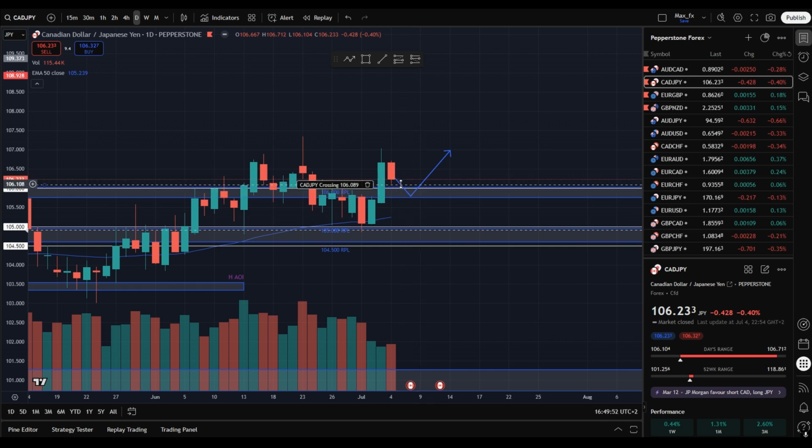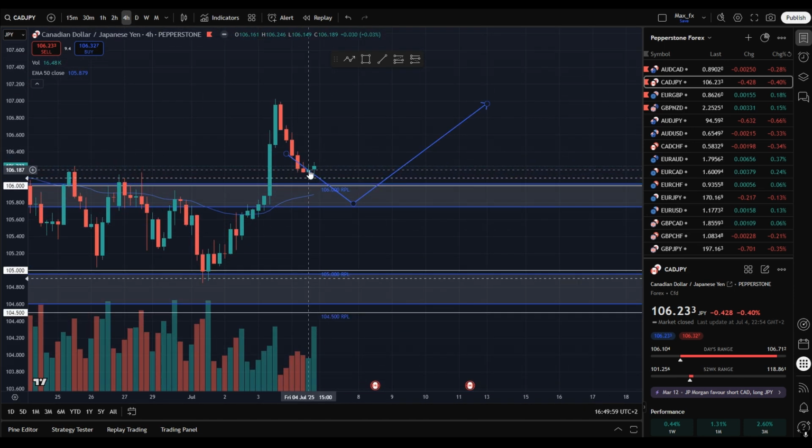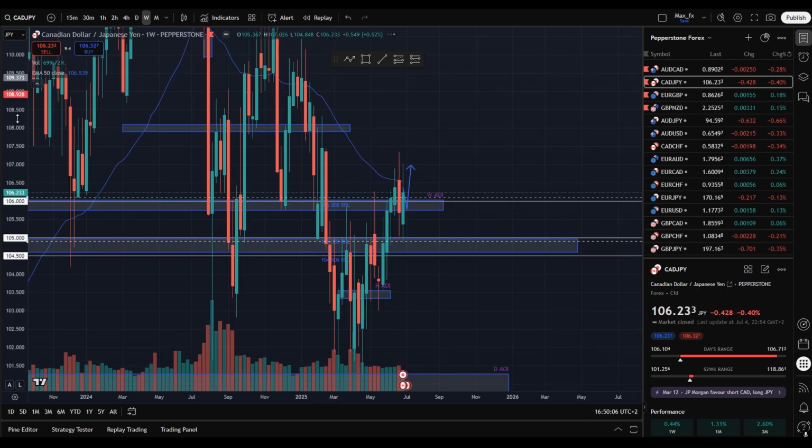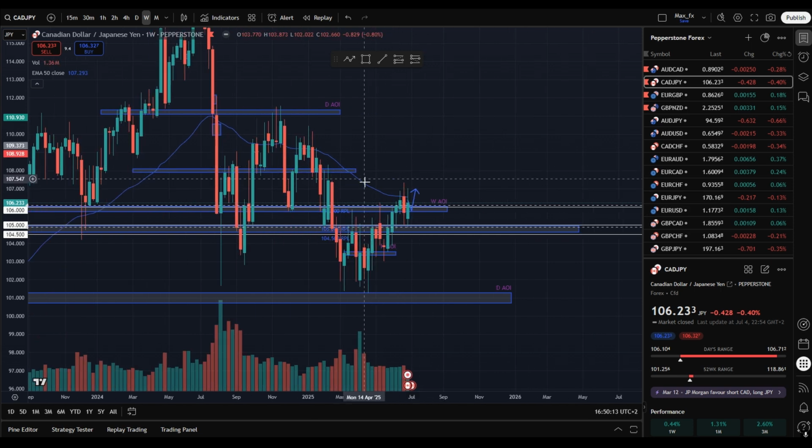psychological level. I want to see a liquidity sweep below, giving me my entry signal, showing bullish power on the lower time frame. We're almost there, but I want to see a small sweep here before I decide to enter a long position on CAD JPY, and then I'm going to hold this trade probably up until this area here, the 108 round psychological level. So potentially a really nice risk reward ratio.